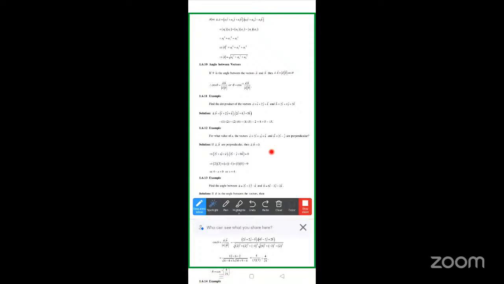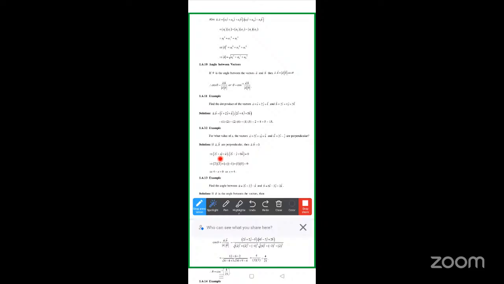Next it is asking: for what values of x are the vectors A bar equal to 2i plus xj plus k and B bar equal to 2i minus j perpendicular to each other? We know that if two vectors are perpendicular to each other, then the dot product must be zero. So we can apply this: A and B are perpendicular, so we can write A dot B is equal to zero.